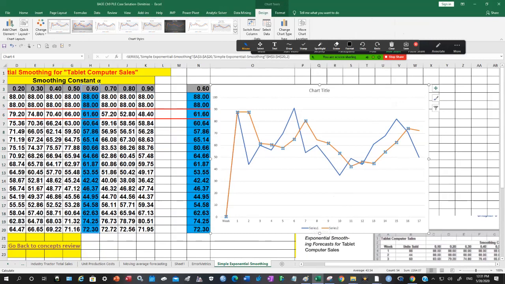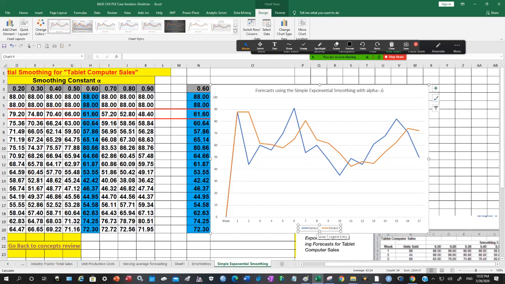This here is the forecasted values, and the other one is the actuals. So it's a good idea to label the title so you know what it is that you have. So you can say forecasts using the simple exponential smoothing. You want to have the whole name, simple exponential smoothing with alpha equal to 0.6.